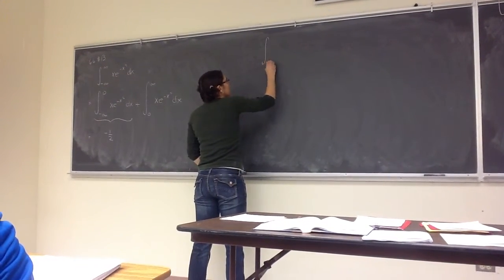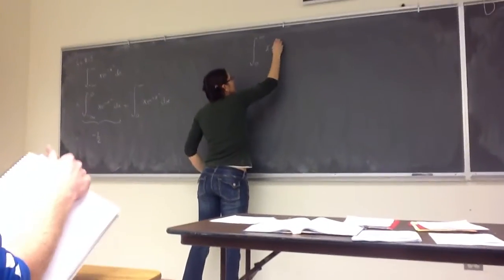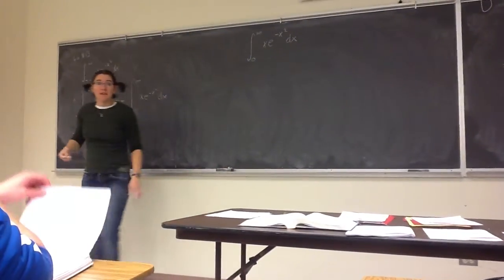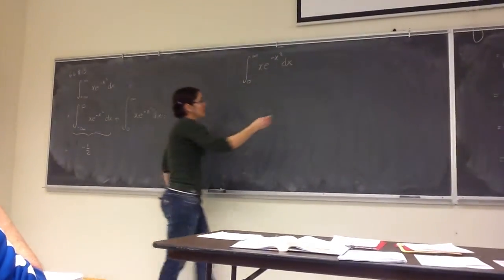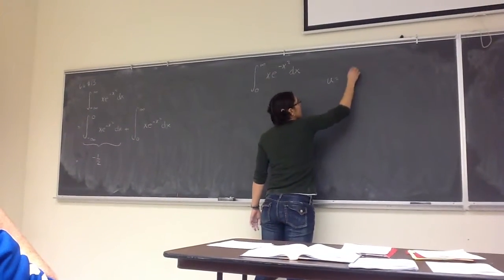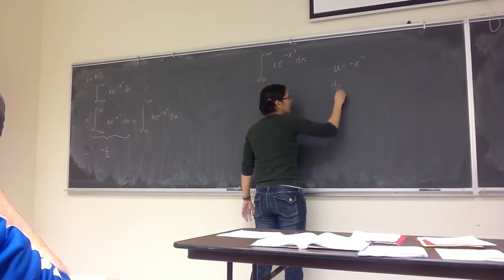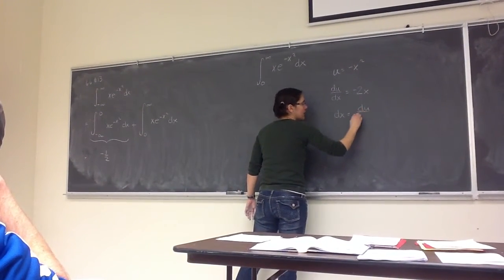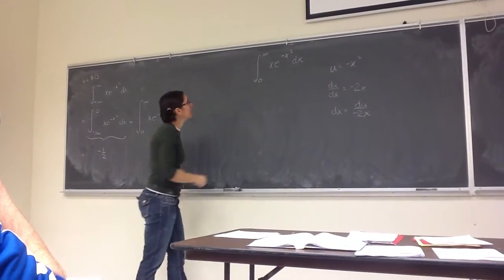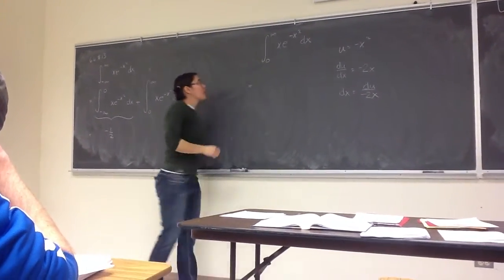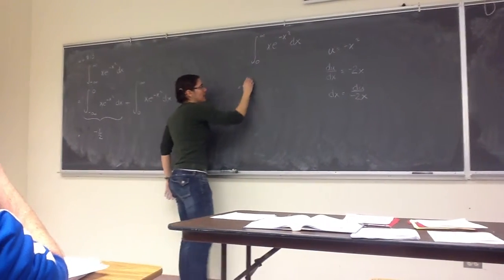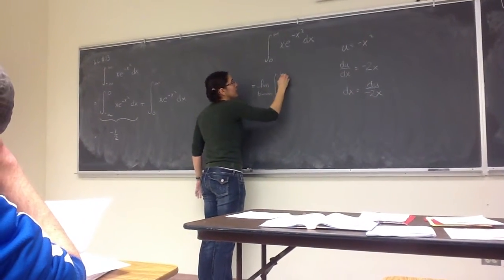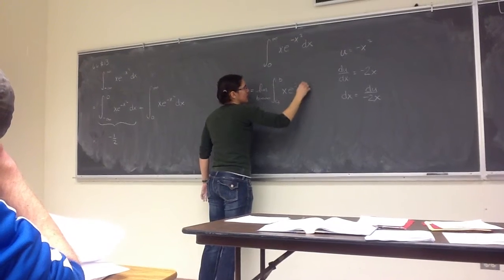We're going to look at the integral from 0 to infinity of x e to the negative x squared dx. And so just like the last one, we're going to have a u substitution. U is negative x squared, du over dx is negative 2x, and so our dx is du over negative 2x. I still need to fix my boundaries, so we'll have the limit as b approaches positive infinity of the integral from 0 to b of x e to the minus x squared dx.